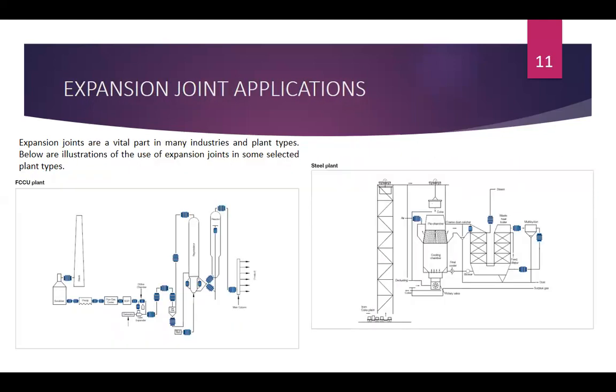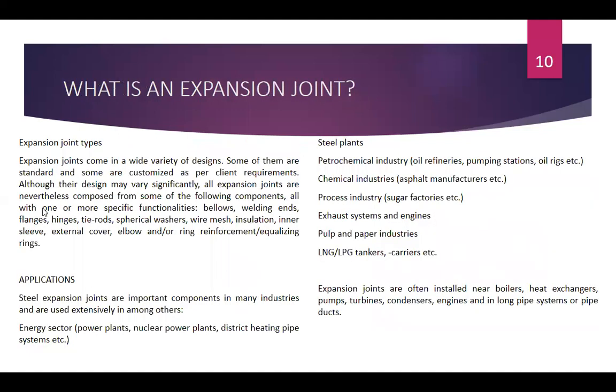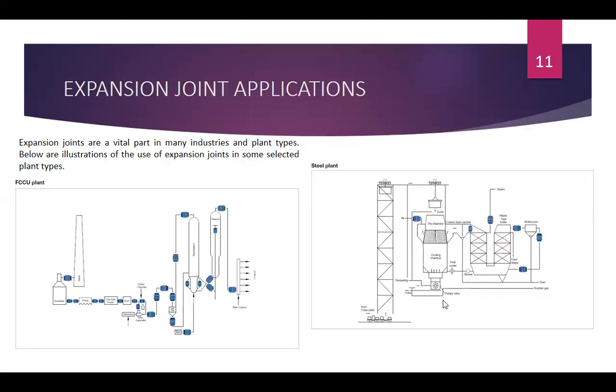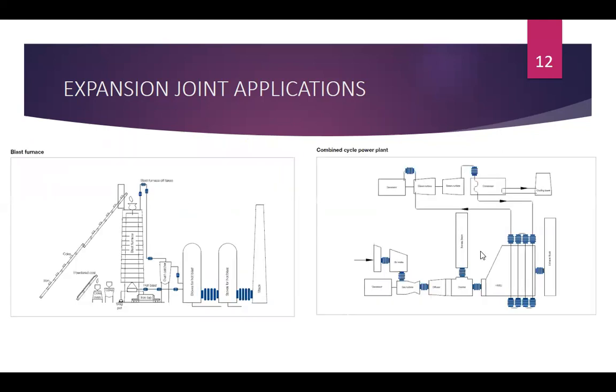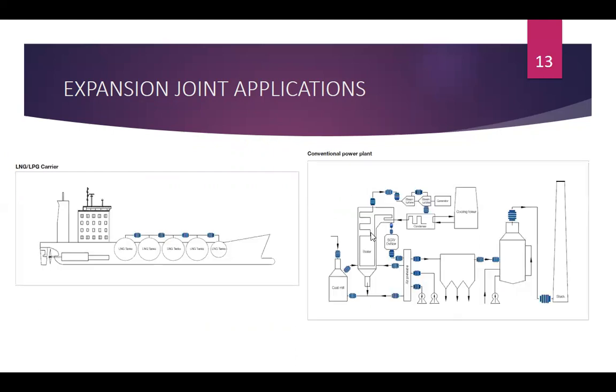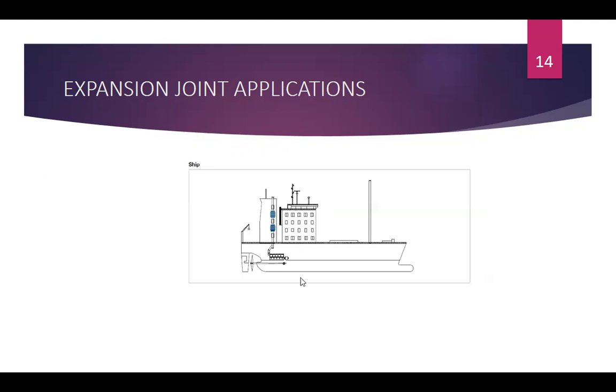FCCU plant. Expansion joints are a vital part in many industries and plants. So, ito yung mga application ng expansion joint sa FCCU fuel combustion. Yan na tayo. So, FCCU plant. So, steel plant. Meron tayong blast furnace. Sa application na tayo, hindi ko na-explain sa inyo itong mga process na yan, kaya kayo na lang maghanap niyan. Combined cycle power plant. LNG, LPG carrier. And conventional power plant. Then, ship. Okay. Yan yung mga application niya.